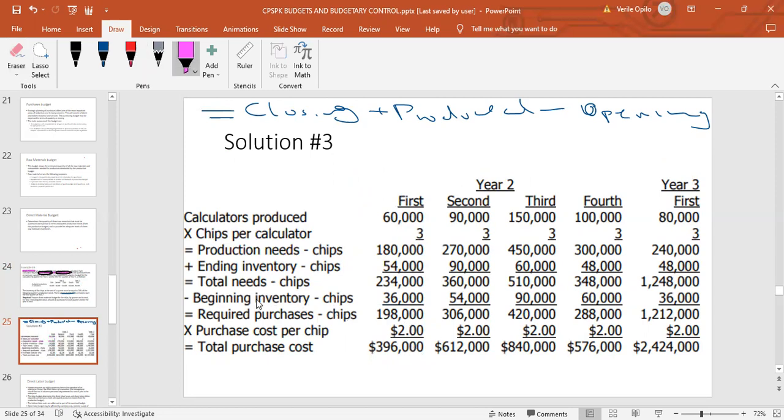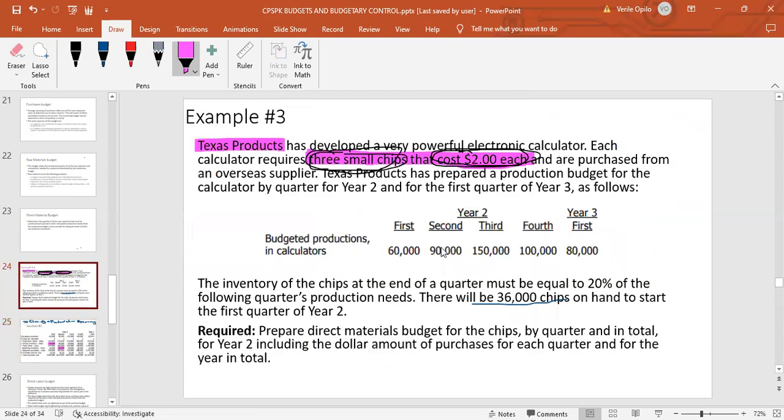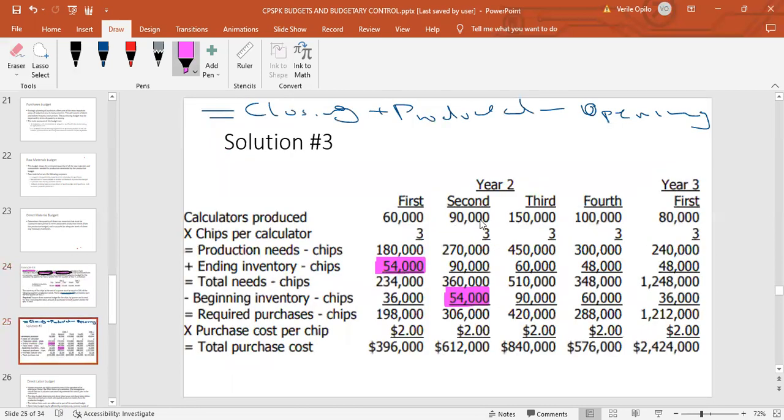So the closing number of chips in the first quarter is what we're going to start off with in the second quarter. When we start the second quarter, we were told that the company is going to require 90,000 units, and each unit requires 3 chips. We can do the same for the others. The third quarter is going to require 150,000 units, and each unit requires 3 chips, so they need 450,000 chips for that production. And then in the fourth quarter, we have 100,000 units needed, and each unit requires 3 chips, so that will be 300,000. And then of course, this one we'll say it will be 270,000 chips.